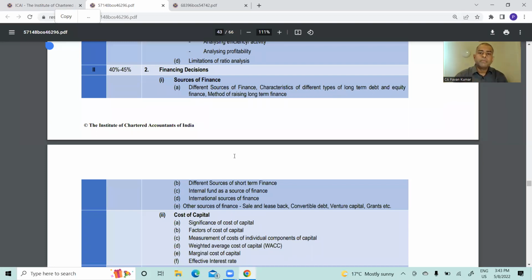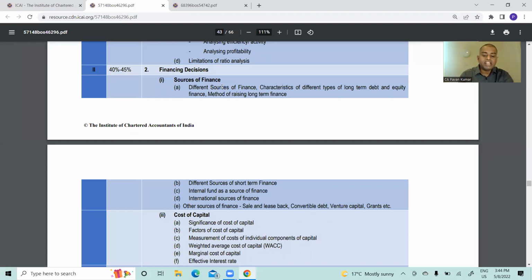You call it bridge finance, seed capital assistance, American depository receipts, global depository receipts, and then masala bonds. So all this bridge finance, venture capital, angel funding, and then deep discount bonds, zero coupon bonds, foreign currency convertible bonds, euro bonds. And in the previous exam also they have asked packing credit. What do you mean by packing credit? So all these things are from the sources of finance chapter.